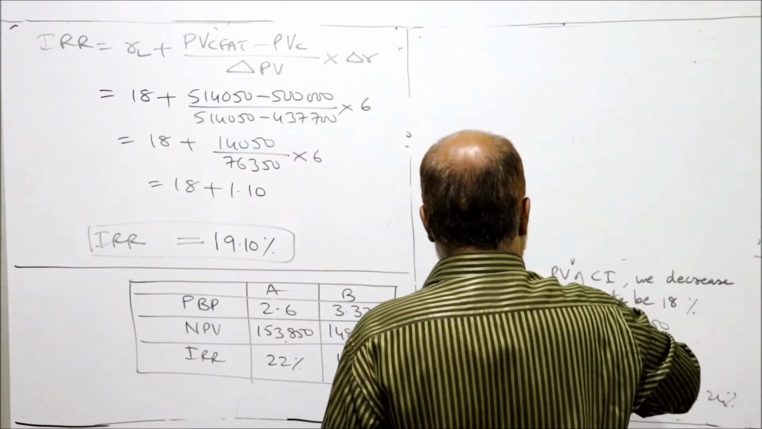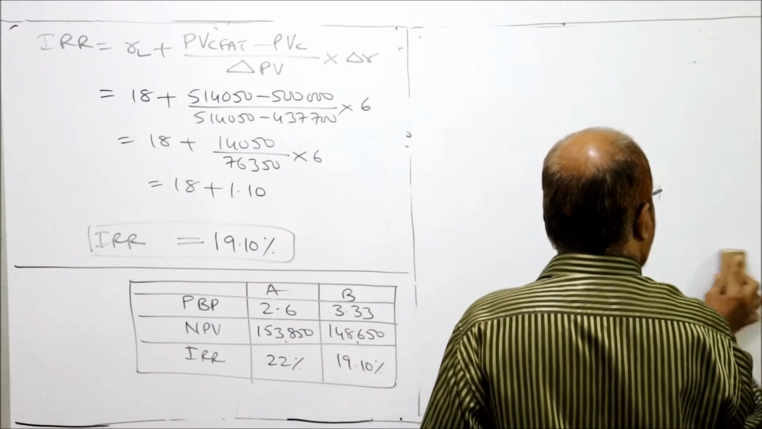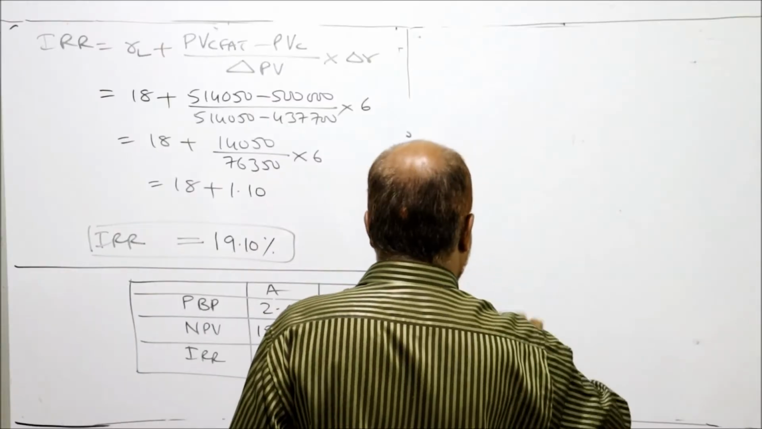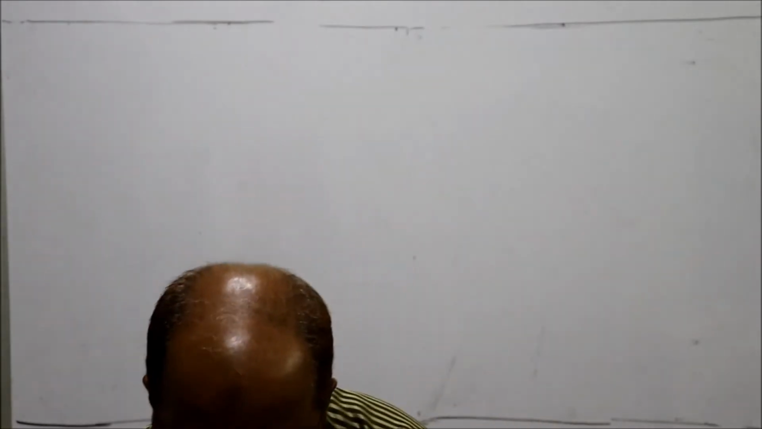So comparatively more time will be taken to calculate the IRR compared to PBP or NPV or PI. Now see the next problem, that is the 29th problem. 29th problem you see.